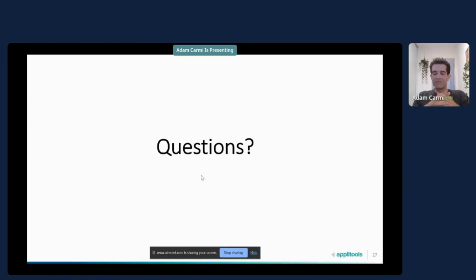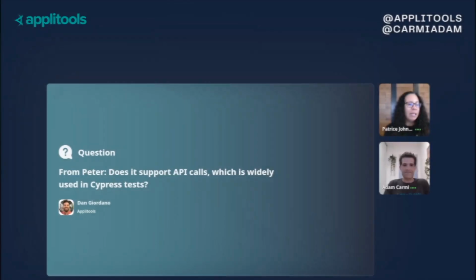So I've shown you everything that I wanted to show you, and I think it's time to answer any questions that you may have. This one comes from Peter. Does it support API calls, which is widely used in Cypress tests? Okay, so right now, the first version of the Execution Cloud supports Selenium tests in all language bindings and WebDriverIO.